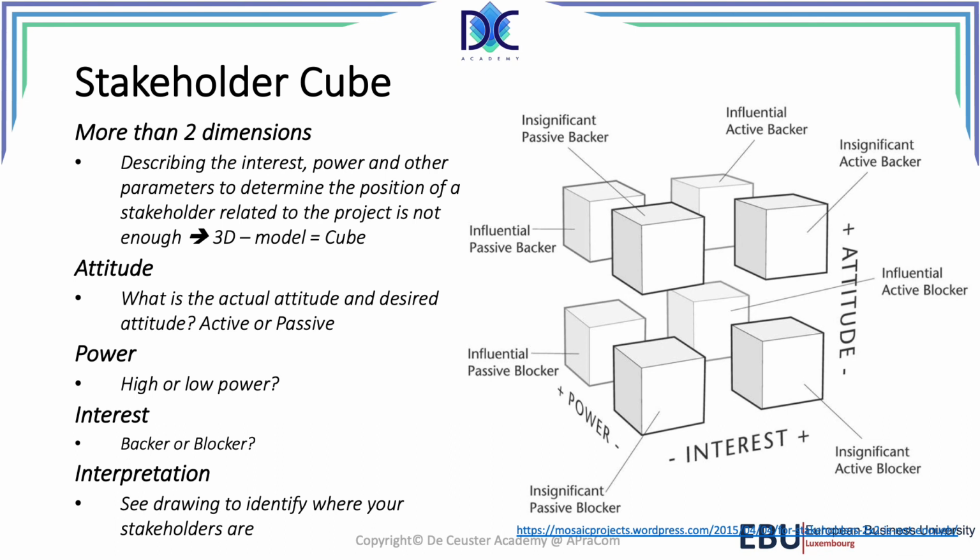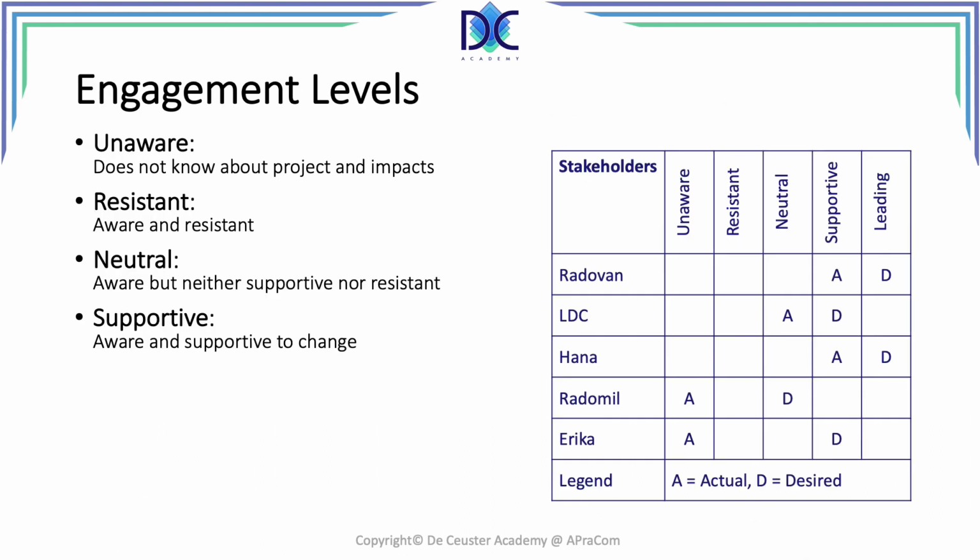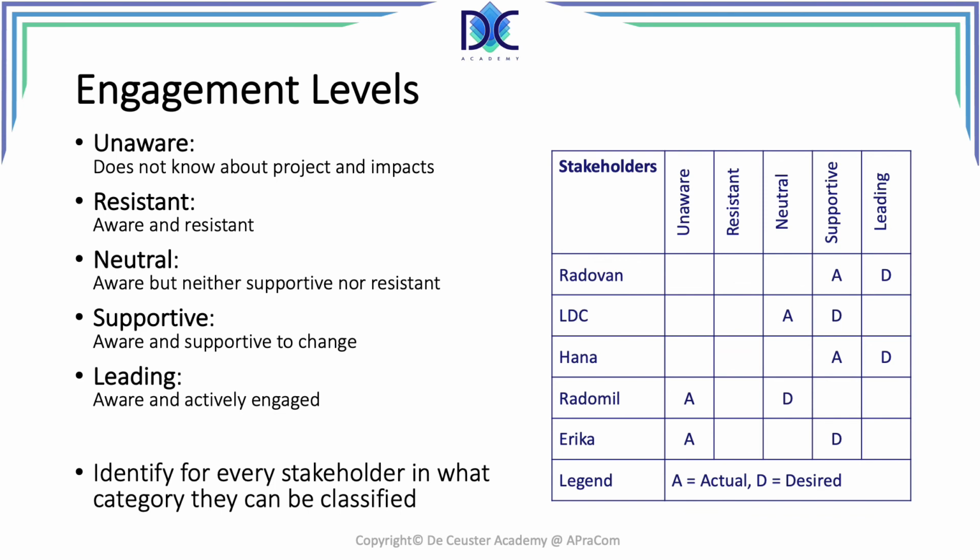Another thing to look at is looking at the engagement levels. So we have different categories: unaware, resistant, neutral, supported and leading. We have to see on the one side we have the stakeholders, we have their actual position and where we want them, the desired position. So basically this helps us see what the stakeholders want, where they are, and how we have to influence the way they think about the project.